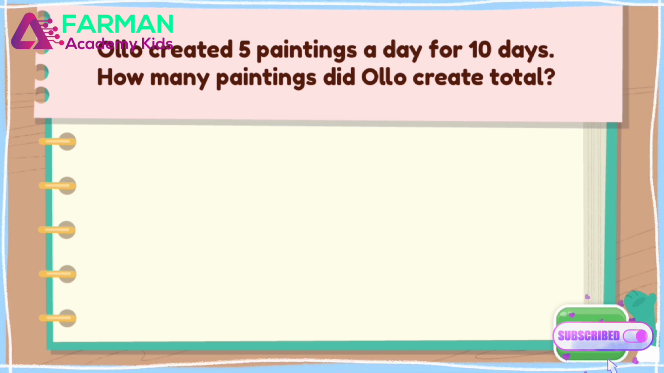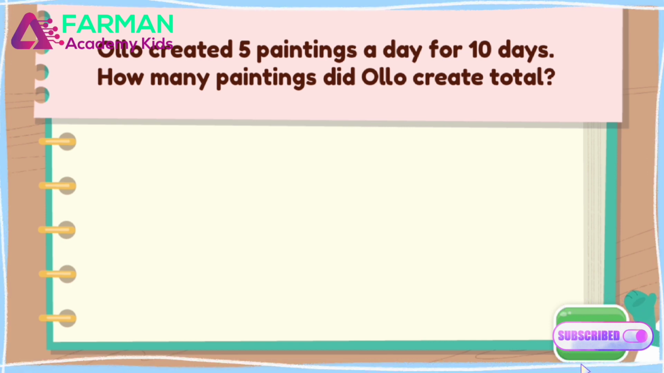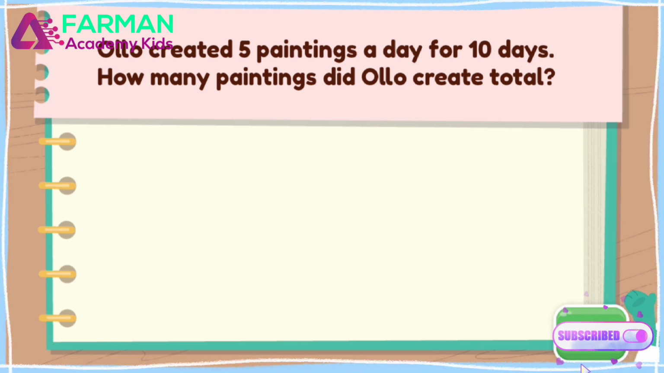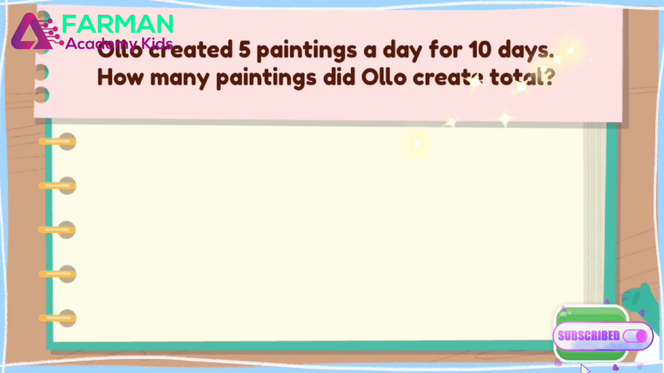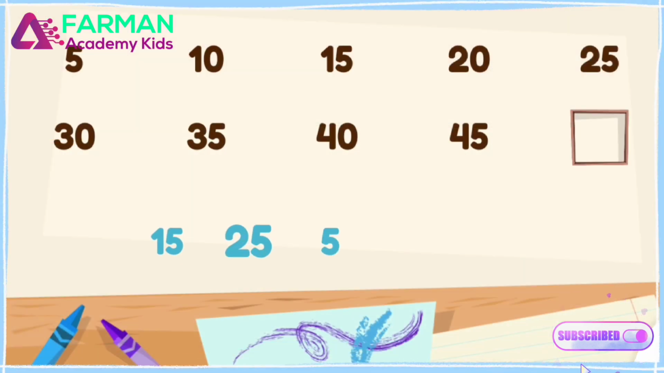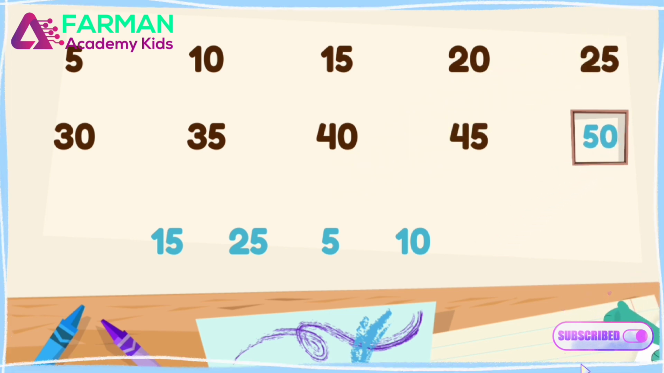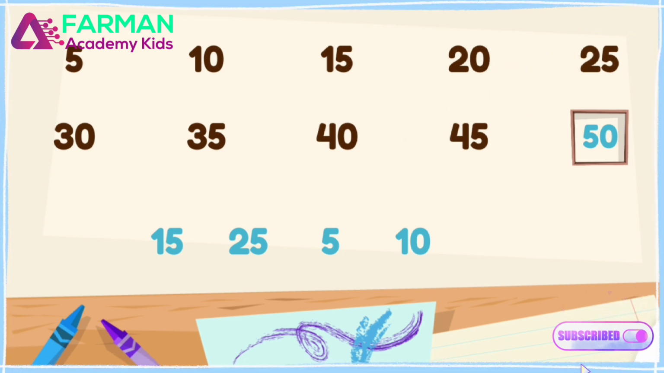Let's read the word problem. Olo created 5 paintings a day for 10 days. How many paintings did Olo create total? We can use skip counting to find the answer. Let's find out how many paintings Olo created total. 50. Cool beans! After 10 days, Olo had made 50 paintings.